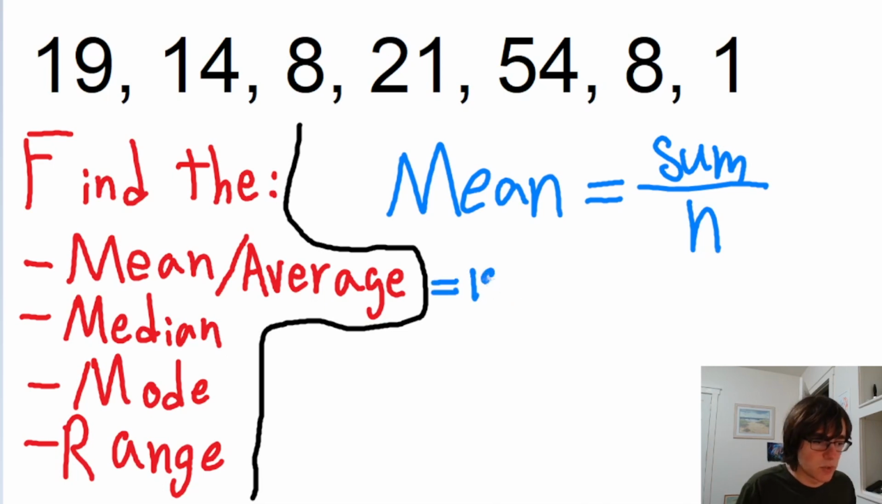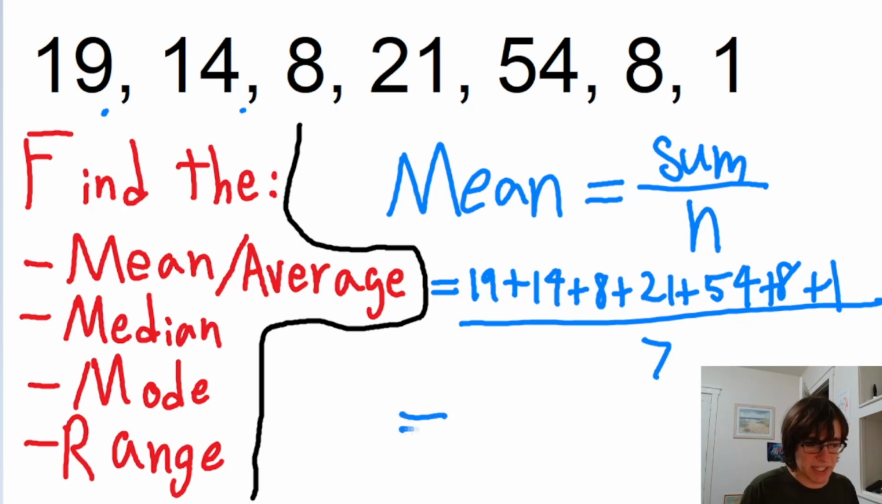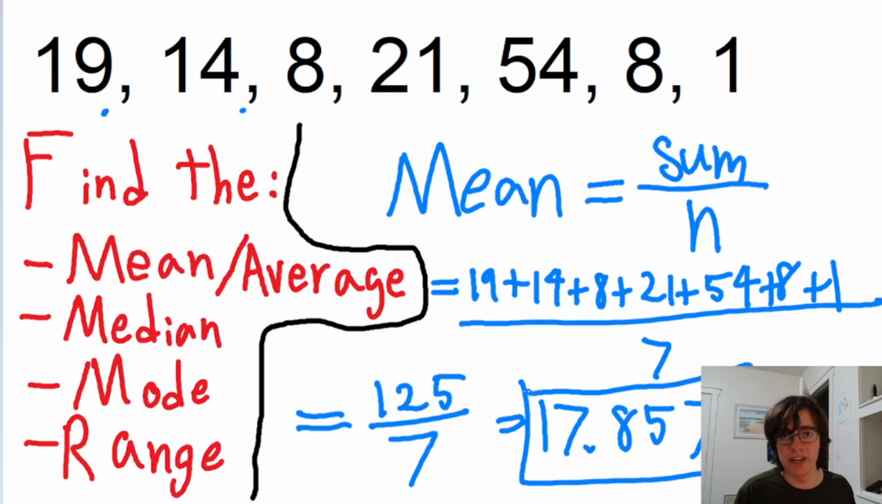So in our case, we add 19 plus 14 plus 18 plus 21 plus 54 plus 8 plus 1, and then we divide all of this by the number of numbers, which is 1, 2, 3, 4, 5, 6, 7. So divided by 7. Or more simply, that is 125, the sum, divided by 7. So if we put this into a calculator, we get 17.857. So that is the mean for this set of numbers.